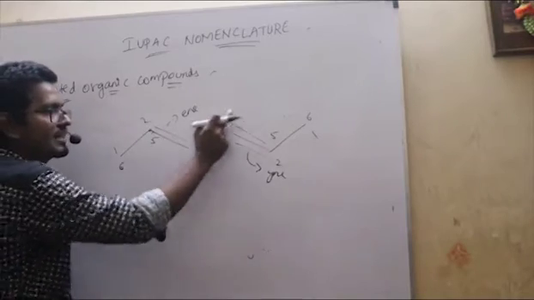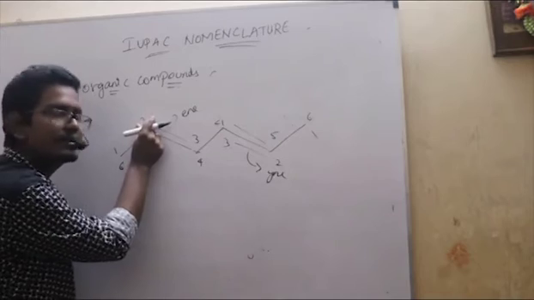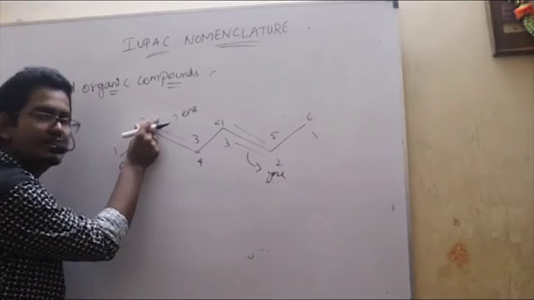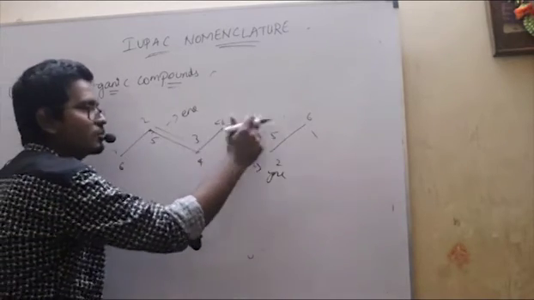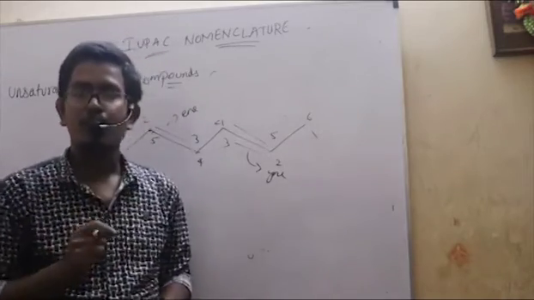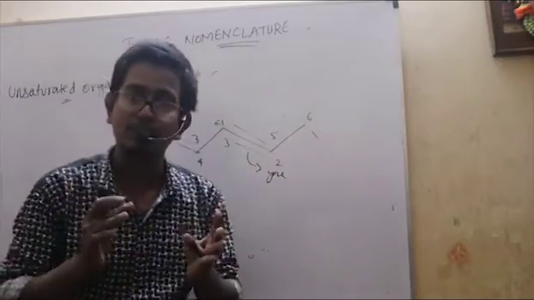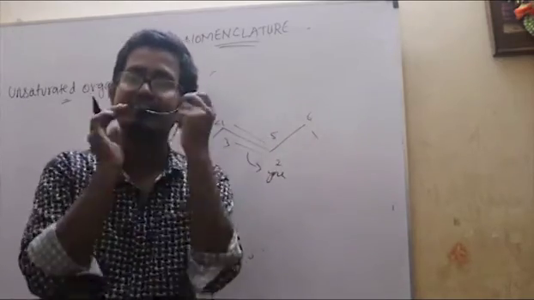That means this numbering is the correct one, because 4 compared to 2, 2 is the lowest number. So it is the least number, you can see here. So we should give the numbering in this way. We should consider the alphabetical order only when both the double bond and triple bond are in the same position when I am giving numbering from both the sides.